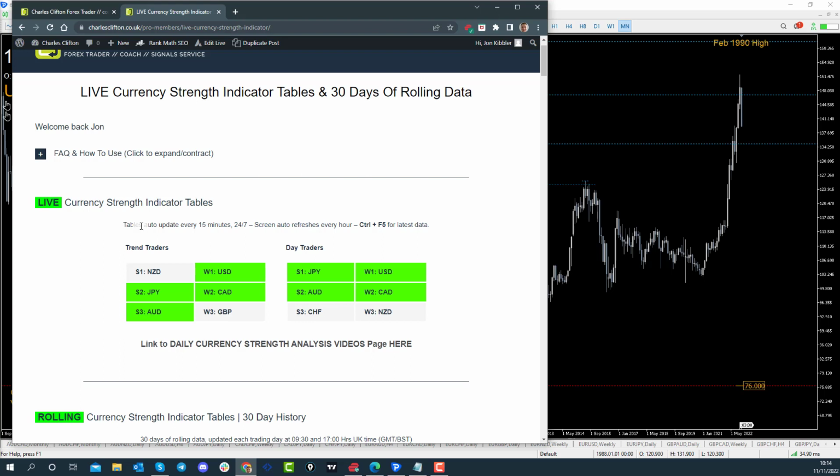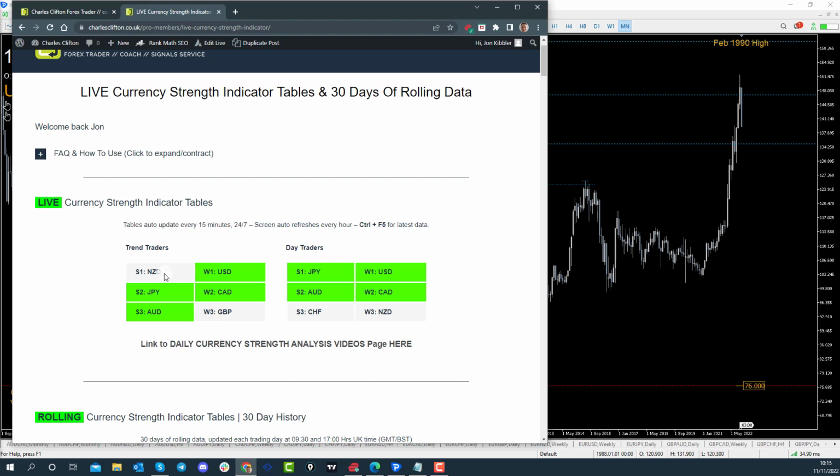The tables auto update every 15 minutes 24/7, so wherever you are in the world you can access this website, and if you do have access to the currency strength indicator tables, you'll get an update every 15 minutes. So what are the tables showing us today?